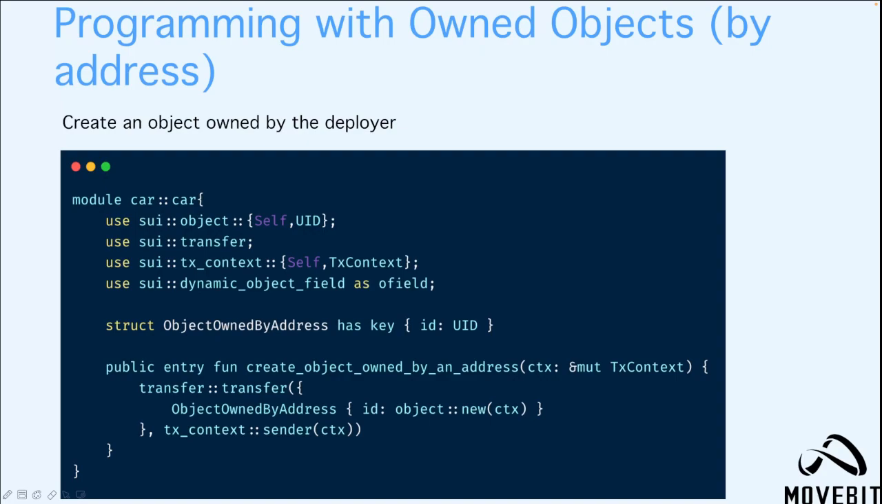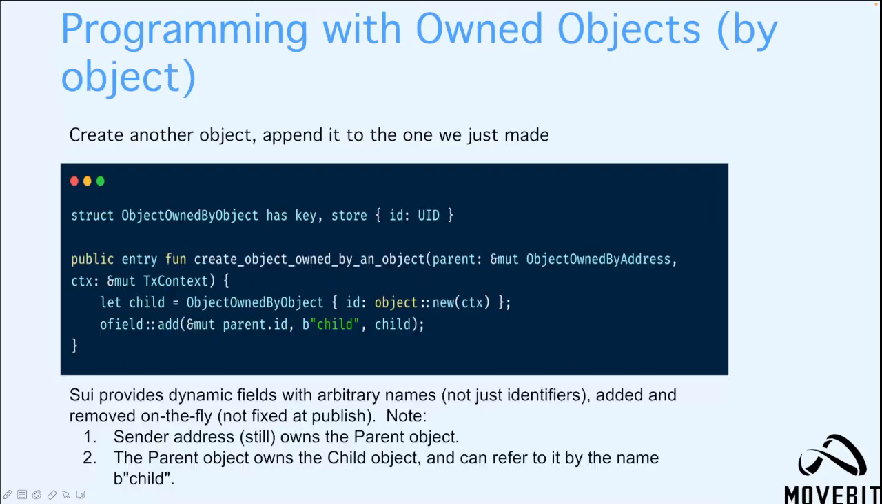And finally, is the object owned by other objects. So in this piece of code, we create a new object, owned by object, which has a parent object and is our object owned by address. Firstly, we create this object owned by object, and then we append it to the parent object by using the dynamic fields API. Dynamic fields is an API that Sui provides with arbitrary names added and removed on the fly. But note that the sender address will own the parent object, and the parent object owns the child object, and can refer to it by the name bchild.